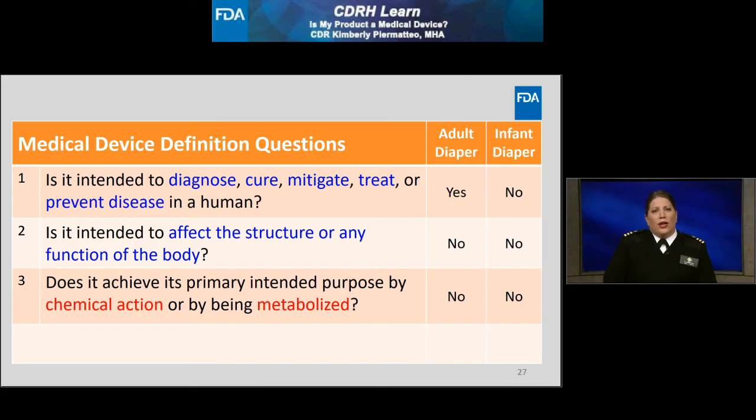The second question I'm going to ask is whether the product is intended to affect the structure or any function of the body. For both, I can answer no, because neither product physically impacts the structure or function of the body. The third question I'd ask is whether the product achieves its primary intended purpose by chemical action or by being metabolized. Again, for both, I can answer no.